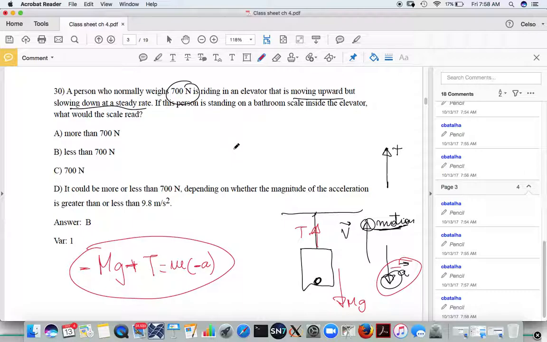Again, I might be going fast here, but if I am, you have to ask, or you have to go to the tutoring center.